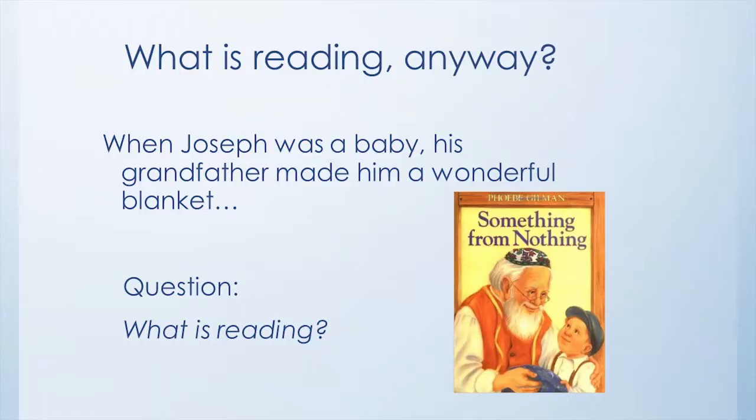Okay? So you mentioned that you had to decode these words or recognize the words. That's part of reading. What's the other part? You need to understand it. And in fact, decoding these individual words is a means to an end. It's irrelevant that you could decode the word baby. That's a means to an end, which is reading all of this and understanding it. So when Joseph was a baby, his grandfather made him a wonderful blanket. The ultimate goal of reading is to be able to get a picture of that text in your head.